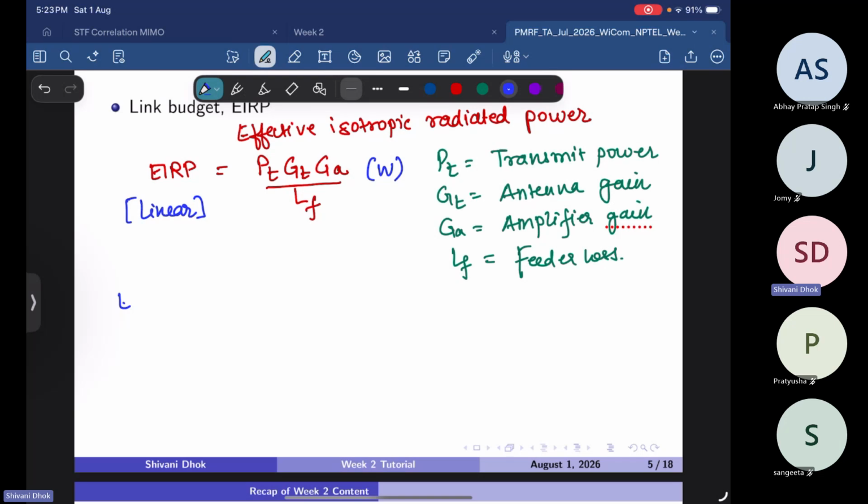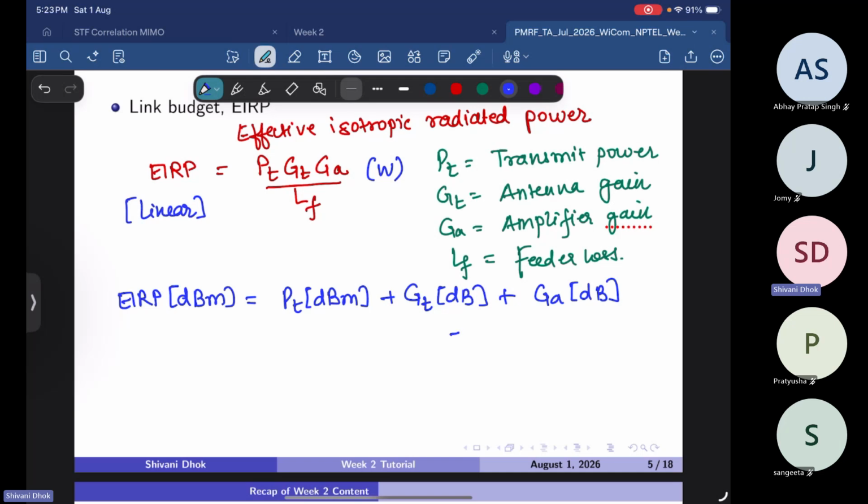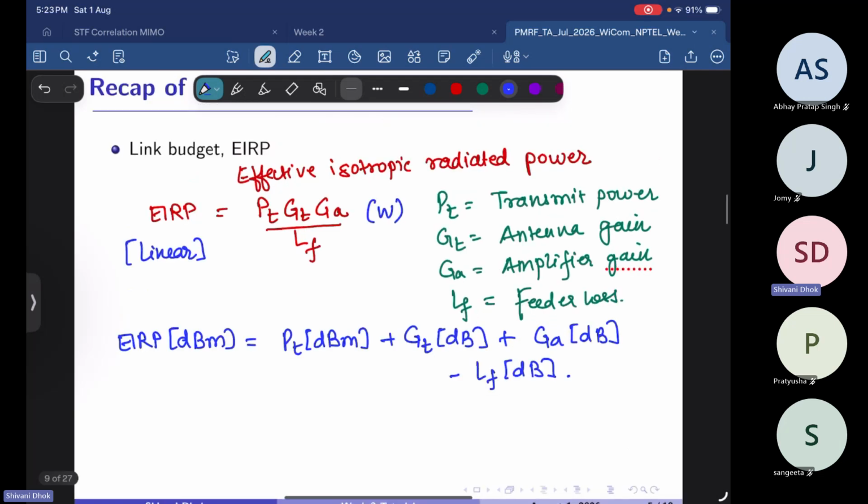So your EIRP in dBm will be your transmit power in dBm plus your antenna gain in dB plus your amplifier gain in dB minus your feeder loss in dB. So this is your link budget that we have seen.